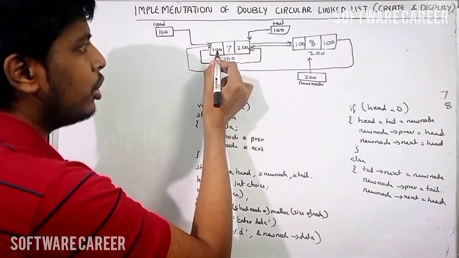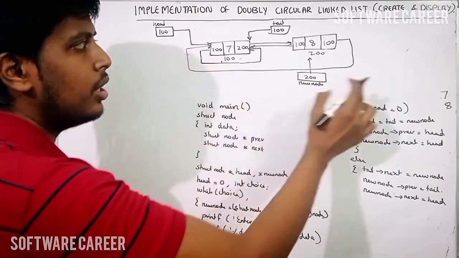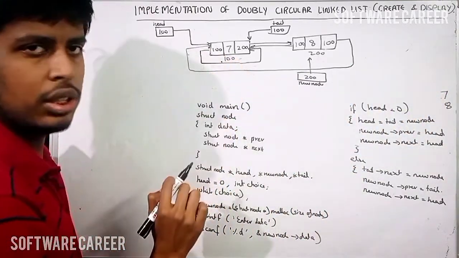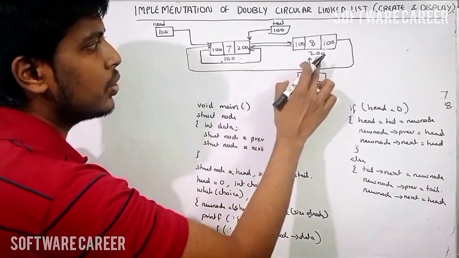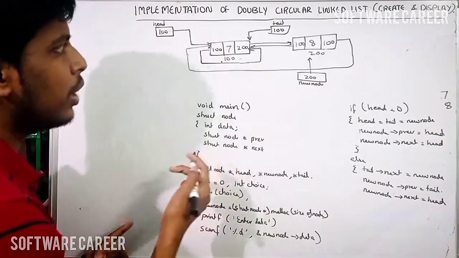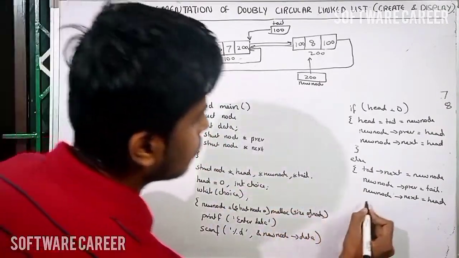The previous pointer of the first node should contain the address of the last node. So what is the previous pointer? This pointer. It should contain the address of the last node. Address is 200, so I should store 200 over here. So how to access it? I'll write the code. See here.